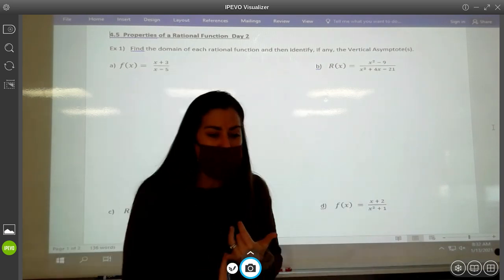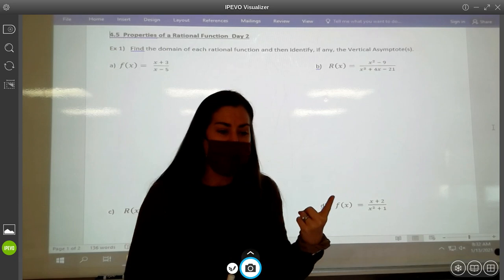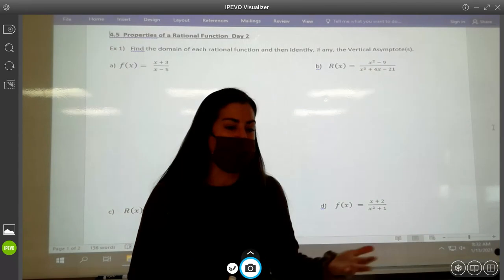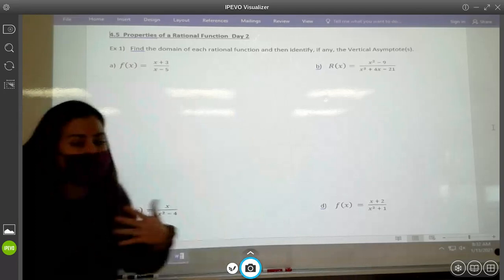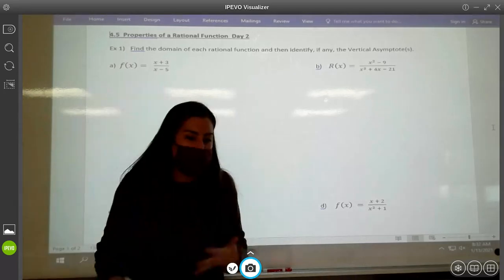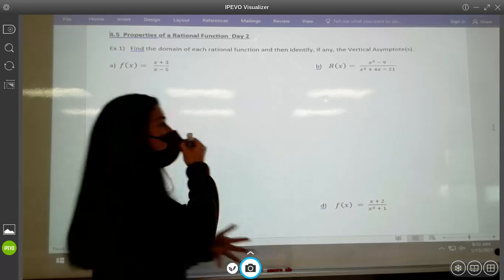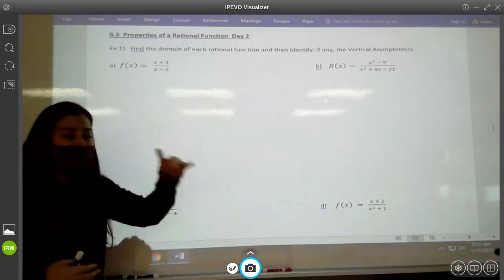Remember, in terms of domain, the two things we look for are dividing by zero and negative numbers under even root radicals. Radicals don't come into play because we're working with polynomials, so we shouldn't see any radicals anywhere. But we definitely have to watch out for dividing by zero.